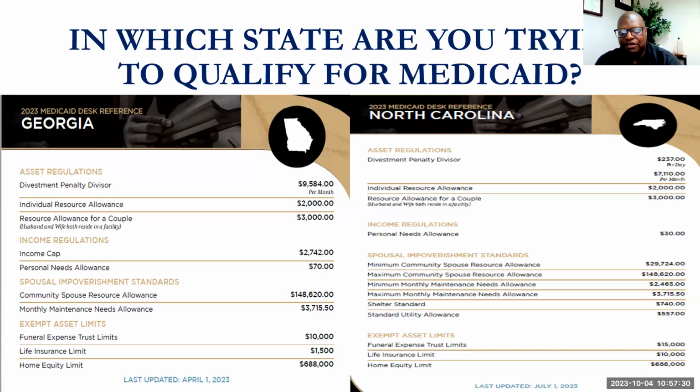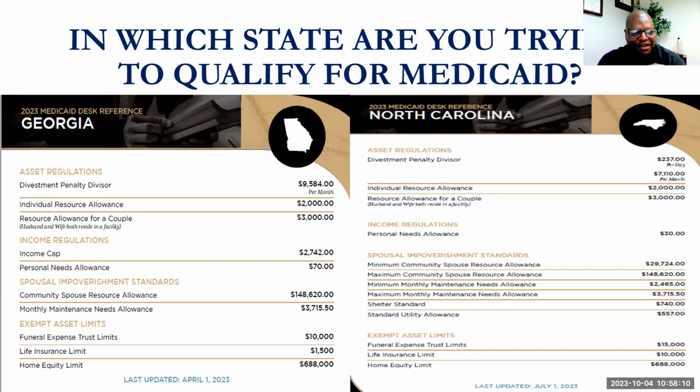In North Carolina, you'll see income regulations, but you don't see a number, because North Carolina is not an income cap state. They have what's called a medically needy state. So they make you spend down on medical expenses until you reach a certain point, and then you can qualify. So each state has these different rules that come into play. You need to seek some help trying to make sure you can qualify, and these change every year. You see at the bottom, Georgia was updated in April this year, North Carolina in July.